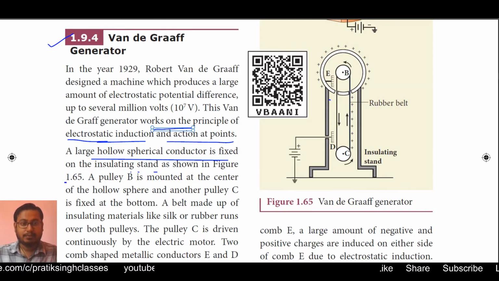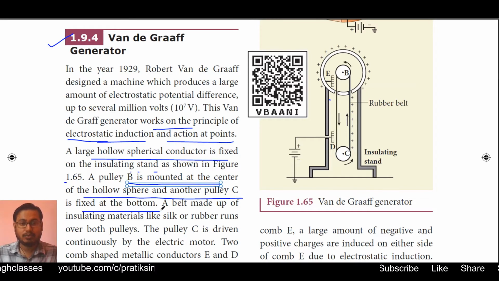A pulley B is mounted at the center of the hollow sphere and another pulley C is fixed at the bottom. As you can see, at the center of this hollow sphere there is a pulley B, and there is a pulley C which is very near to the ground.